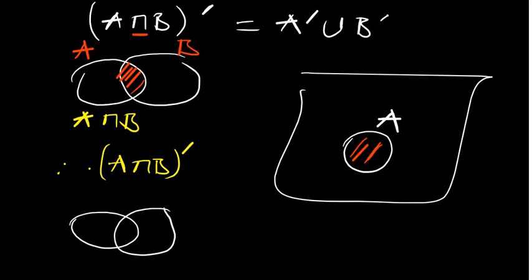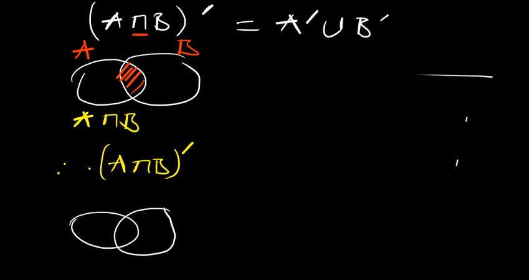So with an understanding of what a complement is, we can now show the complement of A intersection B there.